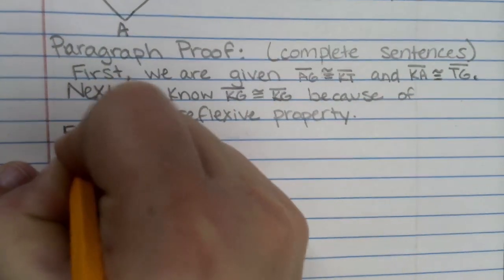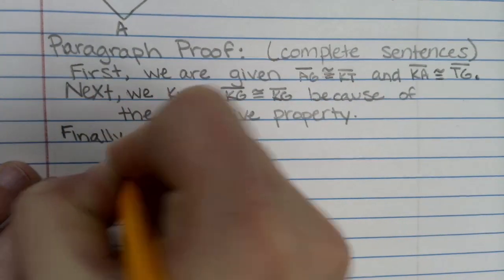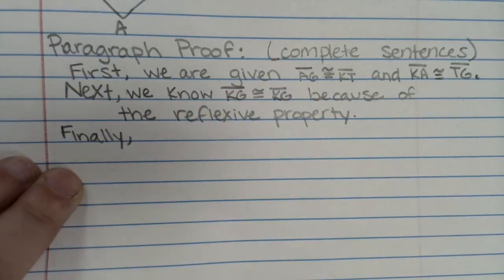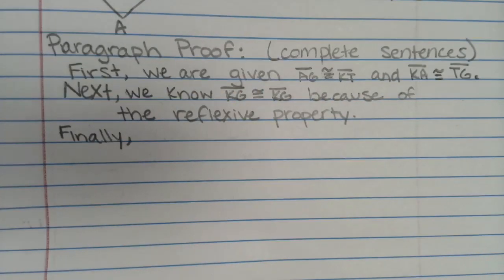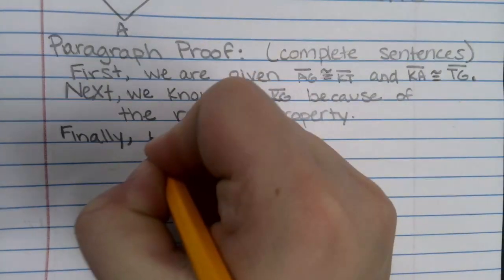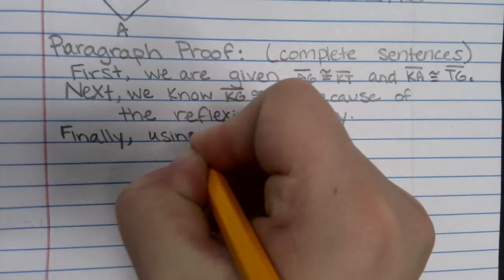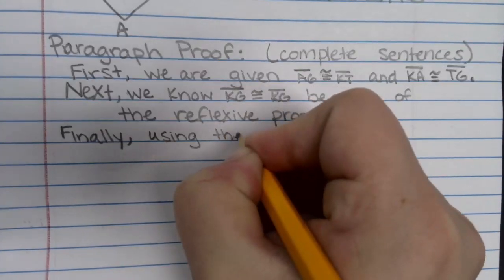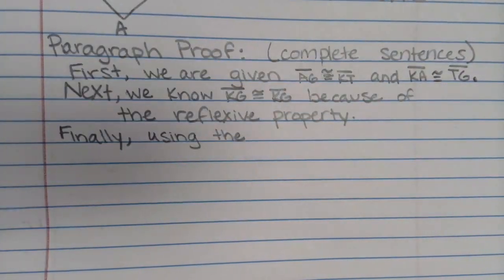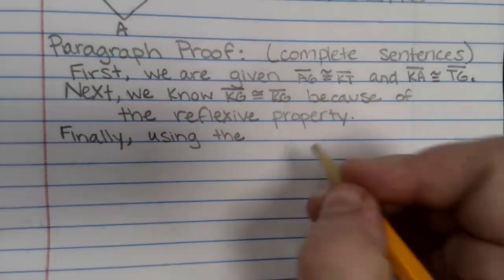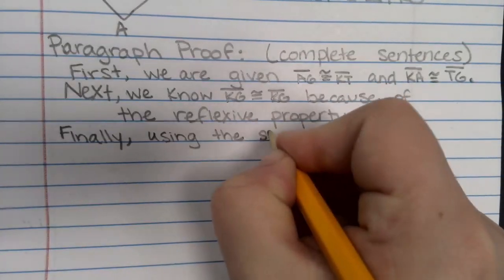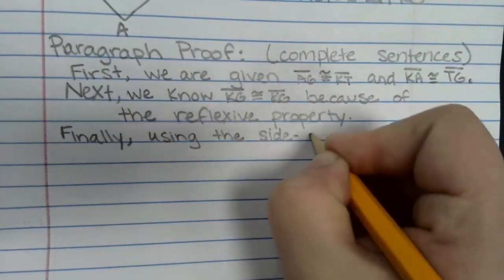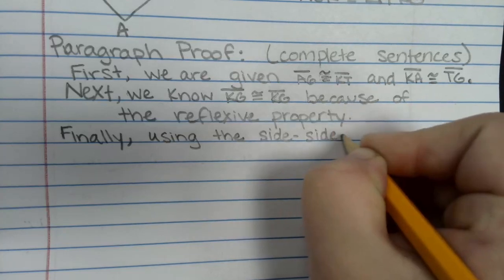Finally, now we're going to switch this one up a little bit. Instead of saying what we know first, we're going to give our reason first. So finally, using what theorem did we use in our last step yesterday? The side theorem. And yes, we do have to actually spell it out today. Side theorem.